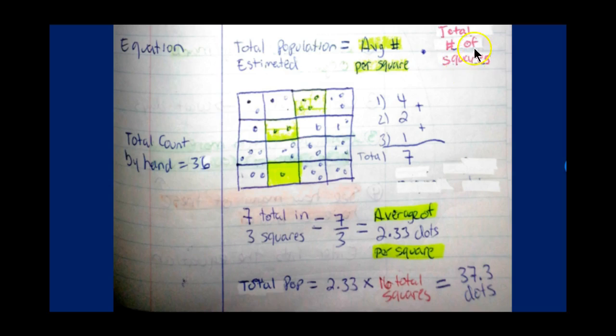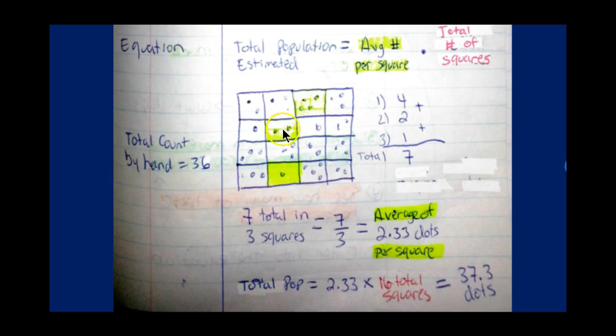So this is the easiest one, total number of squares. Just how many total squares do you have? Multiplied by the average per square. This is where most people get thrown off. How do you find the average? Again, you want about 3 of them. Does that mean you only do 3? No. Okay. So in this case, we're going to use 3 squares.